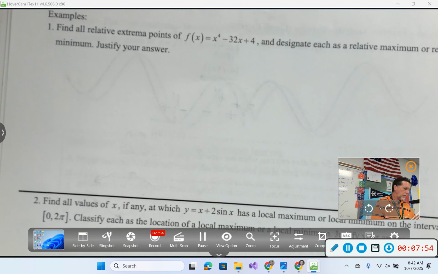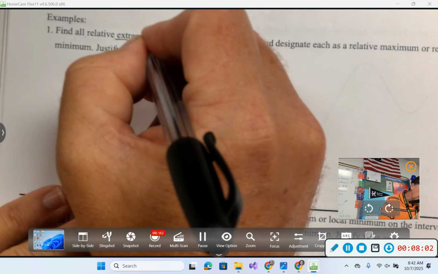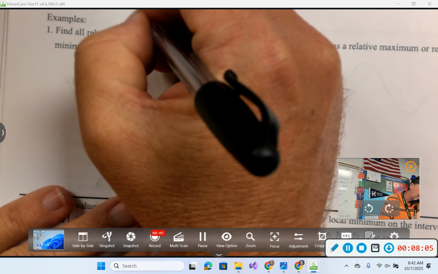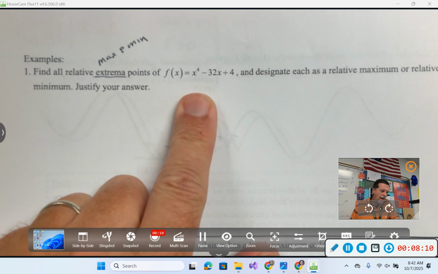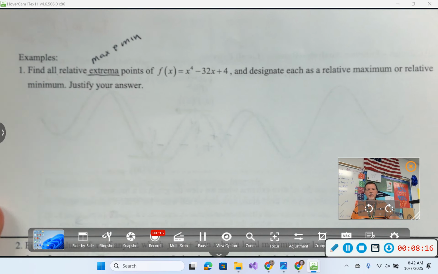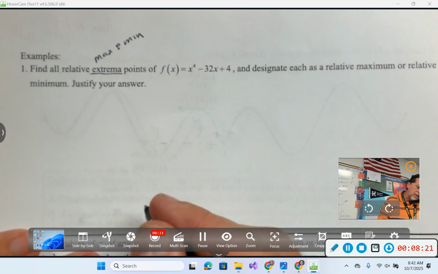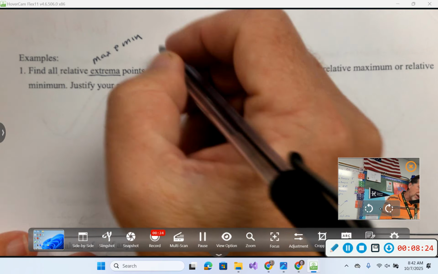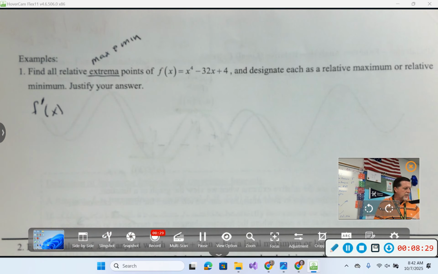Okay, so how in the world do we use this? Number one, find all relative extrema points. Extrema is just a fancy way of saying max and min. For this graph, designate each as a max or min, and justify your answer. Justifying your answer is going to be that f prime changes positive to negative, or negative to positive. So max and min, that sounds like I need f prime, because I want to know where f prime is changing signs.